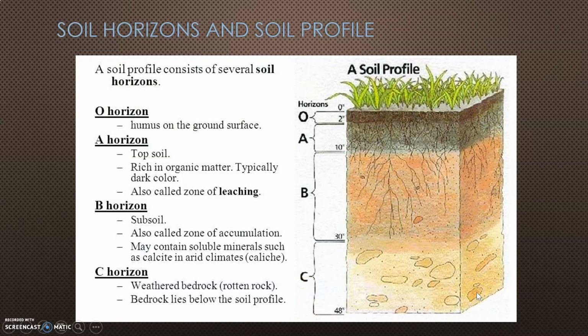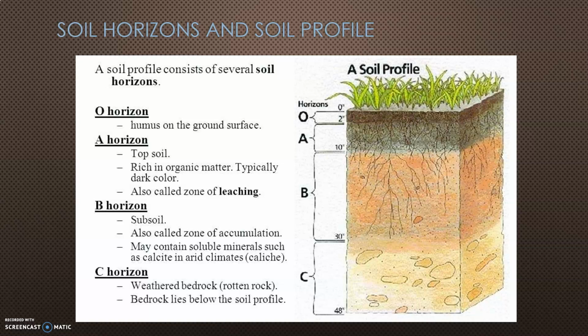So the O horizon is the humus on the top on the ground surface right up here, often commonly referred to as leaf litter. The A horizon is the rich topsoil filled with organic matter. This is dark in color. This is what you need to have your plants grow. If you plant flowers in your yard, you often go to Home Depot or Lowe's and you buy topsoil. It's that really soft, wet, moist, rich, deep soil.